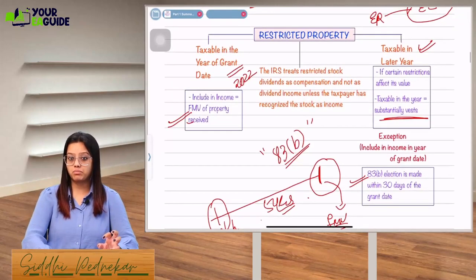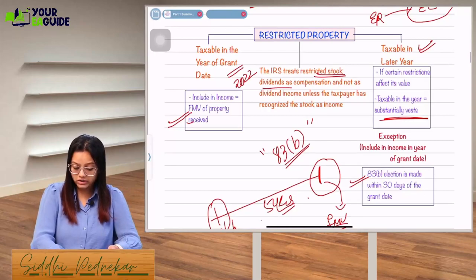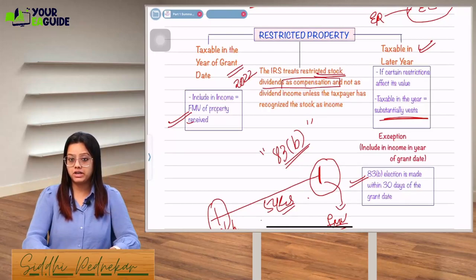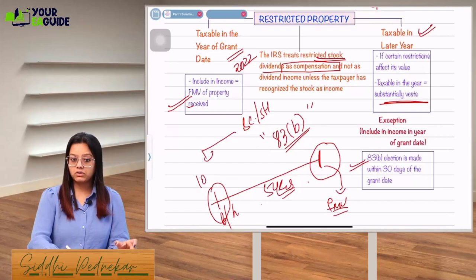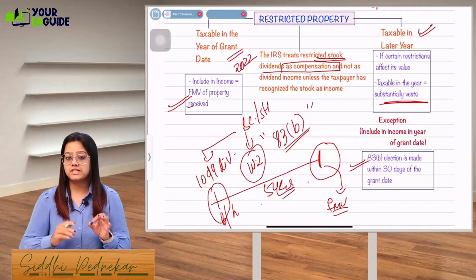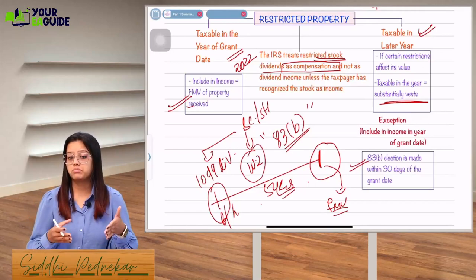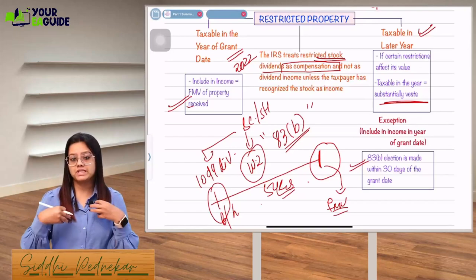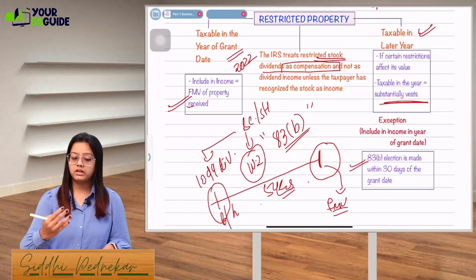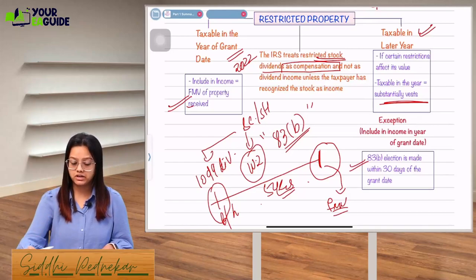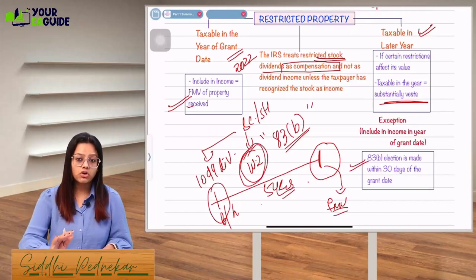The IRS treats restricted stock dividends as compensation and not as dividend income. Let's say you received securities or shares and it's restricted property, you cannot sell it, but on these shares you are going to receive dividend income. Whatever the dividend income is, it will not be included as a 1099-DIV. It will be included in your W-2 as compensation because it's on restricted stock. Later on, after 5 years, when you vest those shares and the restrictions are removed, the dividend you receive will be considered a normal dividend, normal passive income. Right now, it is included in your W-2, so it's your ordinary income.